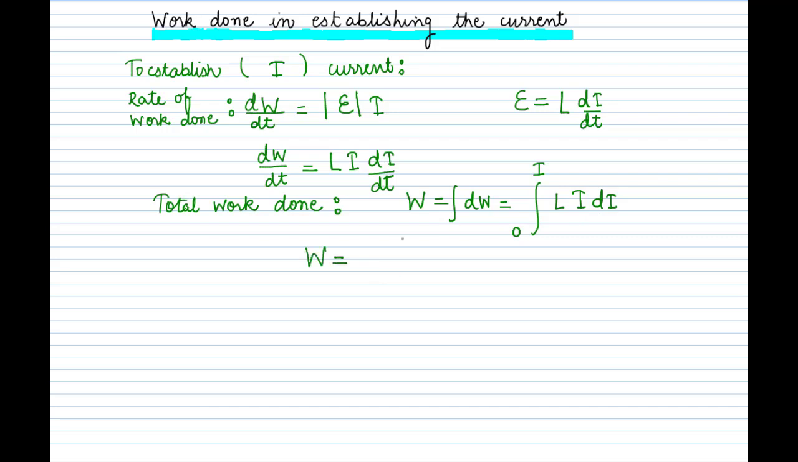W is equal to L, which is outside, it is a constant, and the integration of I dI will be I squared by 2. So that means the work done which is needed to establish the current is half L I squared. So this amount of work done is required to build up the current capital I.